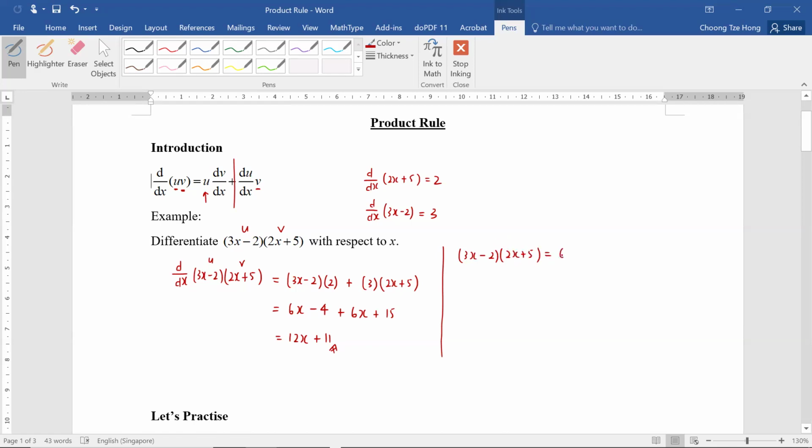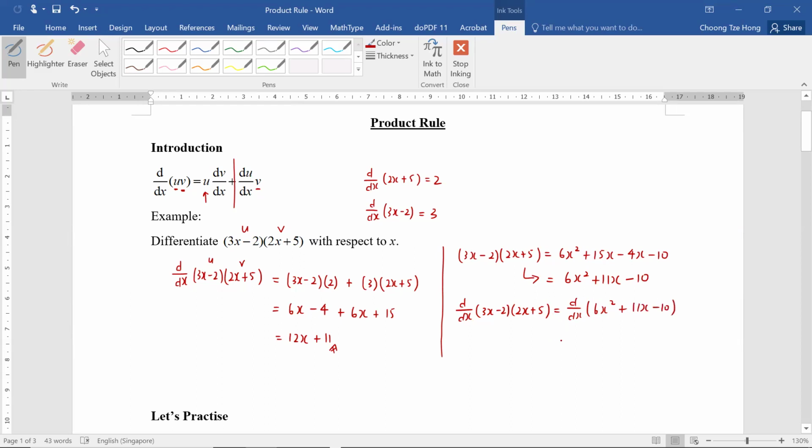If we expand this out, we will get 6x squared plus 15x minus 4x minus 10. If we simplify this, we'll get 6x squared plus 11x minus 10. Remember we were trying to differentiate this one using the product rule. Let's see if it will work if we don't use the product rule, and see if we get the same answer. So differentiating 3x minus 2 times 2x plus 5 is the same as differentiating 6x squared plus 11x minus 10.